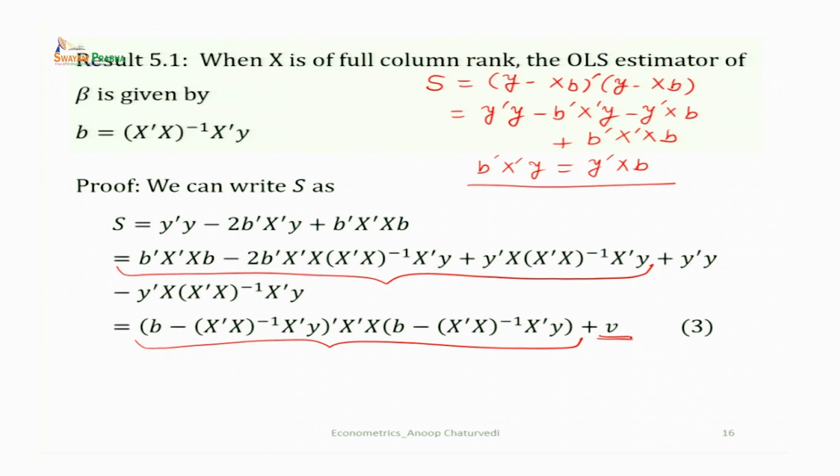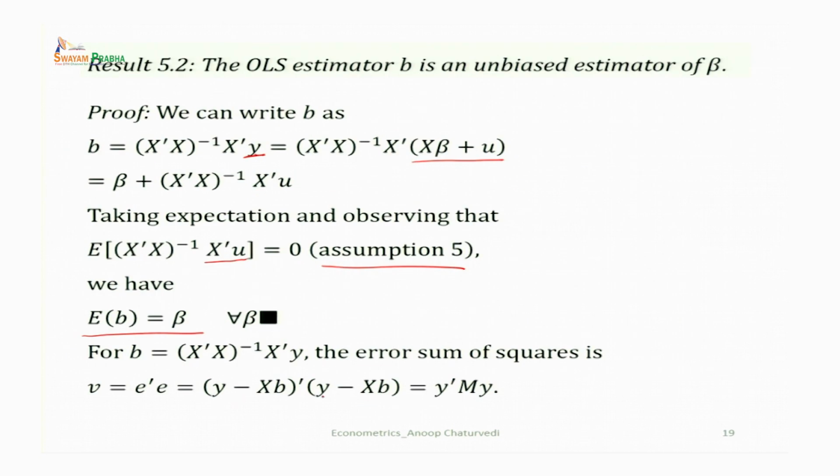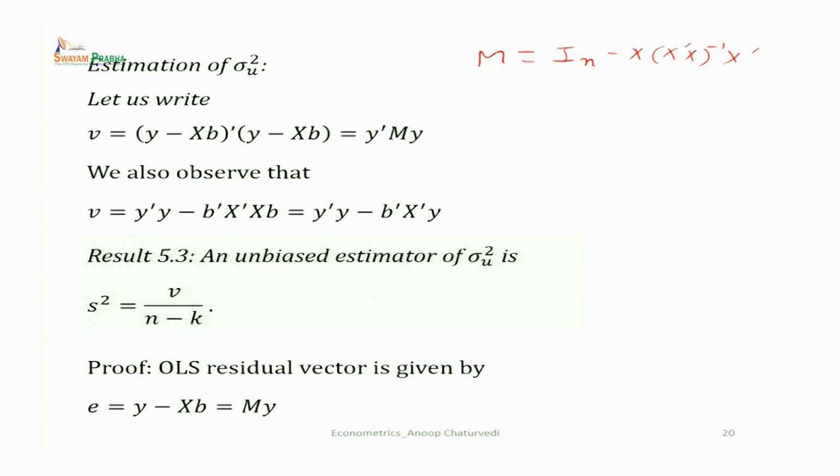So, ultimately you get this term only V, and then you can write it as Y transpose M Y, where M we have already defined earlier. Now we obtain an estimator of sigma square U. We write V equal to (Y minus X B) transpose (Y minus X B), which is equal to Y transpose M Y. Or we also observe that V is equal to Y transpose Y minus B transpose X transpose Y, or you can also write V as Y transpose Y minus B transpose X transpose Y. So, these are the alternative expressions for V. Any of these expressions you can use.